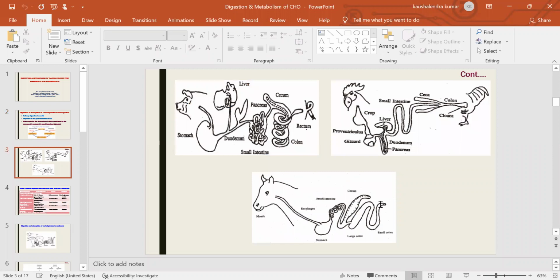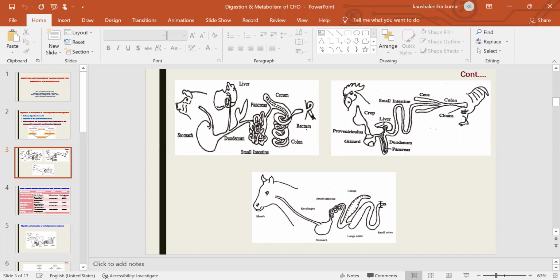In case of horse, you should remember that microbial digestion takes place in the enlarged colon. Colon size is very big in horse, so microbial digestion takes place in the colon and cecum. So when anyone asks, you can say that colonic fermentation takes place in horse.